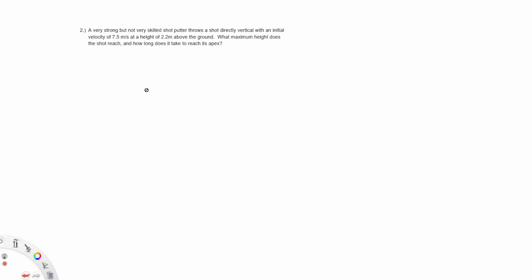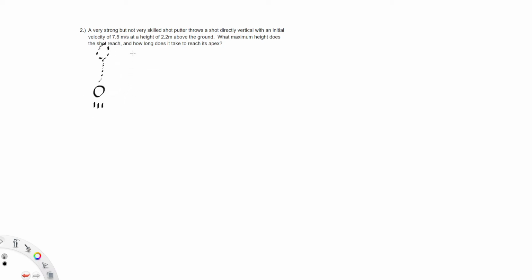All right, number 2. We have another one-dimensional kinematics problem, but here we're looking at vertical movement rather than horizontal movement. We have a shot put, which has been thrown straight upwards, which is not the way you want to toss a shot put. It's going to travel up till it reaches some max height, and that's actually all that we're interested in here.